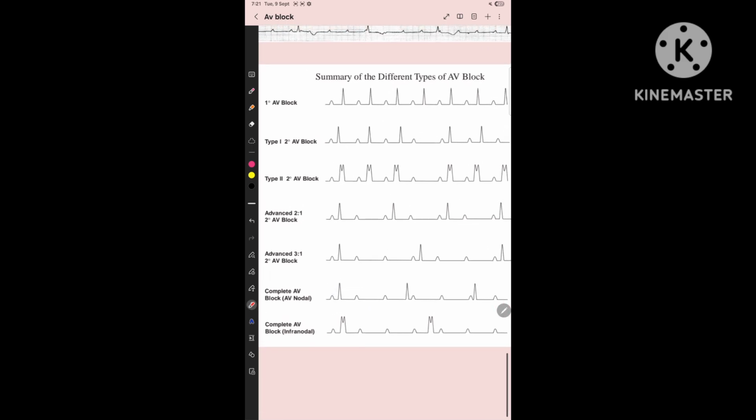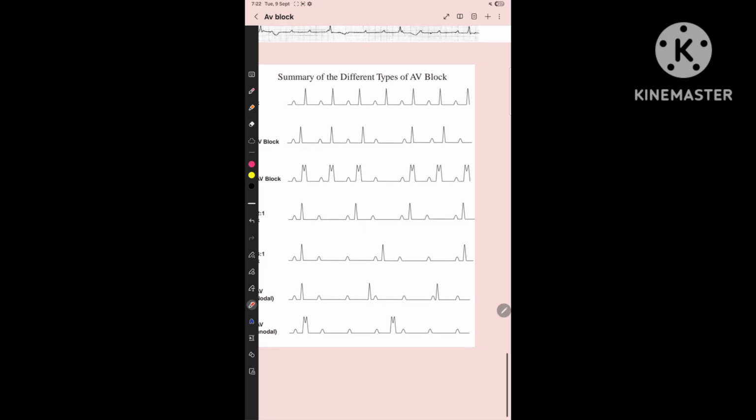This is third degree AV block, in which there is no relation between P and R. The PP is coming at its own pace and the RR is coming at its own pace, but the difference is narrow and broad. In this ECG, the defect is at the AV node because the QRS complex is narrow, more likely coming from the bundle of His. In this one, the defect is infranodal because the QRS is broad, more likely coming from the ventricles.